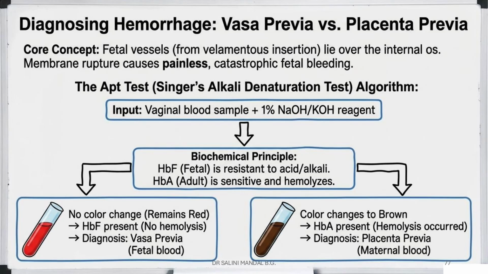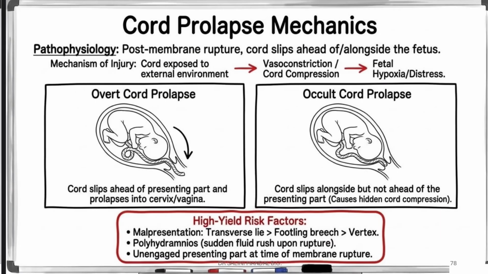Fetal hemoglobin is resistant to acid and alkali, correct, but adult hemoglobin is sensitive. So if the color changes, it is sensitive, that means it is adult hemoglobin. That means the blood is of the mother, it can be placenta previa. But if there is no color change, it is fetal hemoglobin, which means the diagnosis is vasa previa. So which test is it? The Apt test, otherwise called Singer's alkali denaturation test, remember.